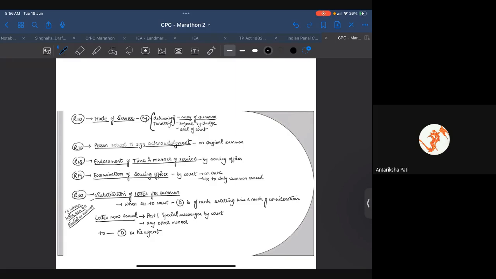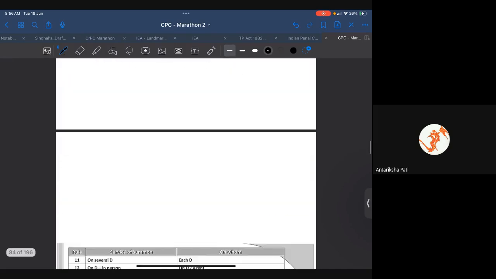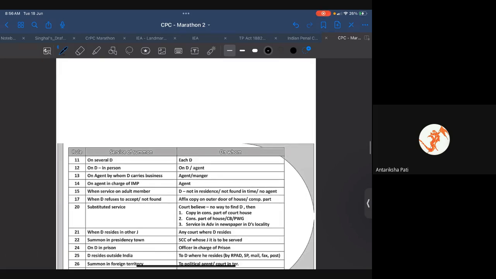When, according to the court, the defendant is of a rank entitling him to a mark of consideration, then instead of a summons a letter can be issued. The letter can be sent through post, special messenger by the court, or any other manner. It can be served either on the defendant or his agent. If there are several defendants, then each defendant is to be served. If the defendant is in person, then on the defendant or agent. If the defendant carries on business through an agent, then the agent or manager can be served. On an agent in charge of immovable property, it can be given to the agent. Service on an adult member: if the defendant is not in residence, not found in time, or has no agent, then it can be given to an adult member as well.